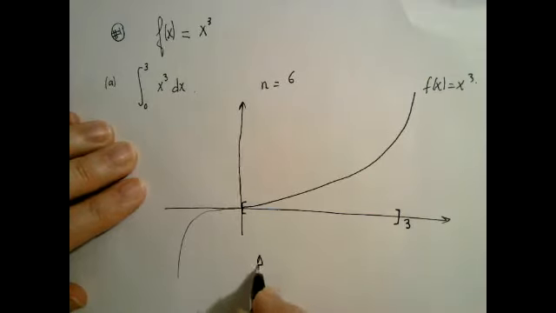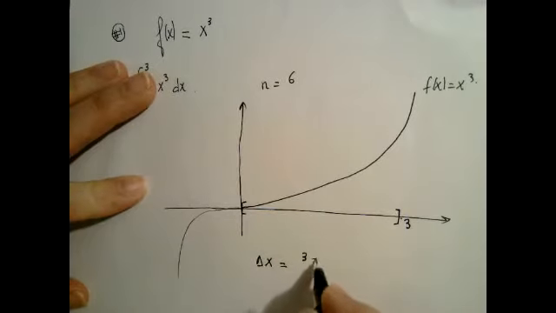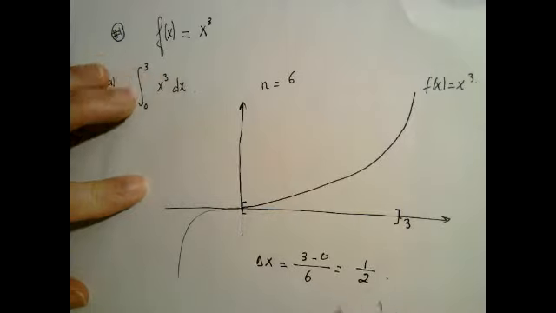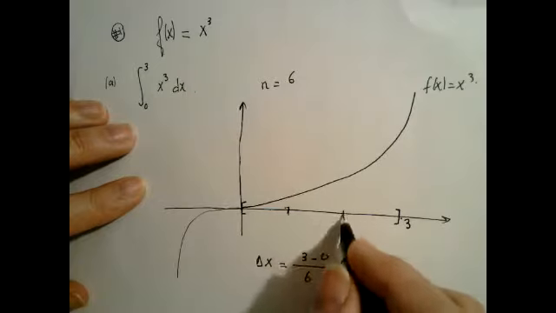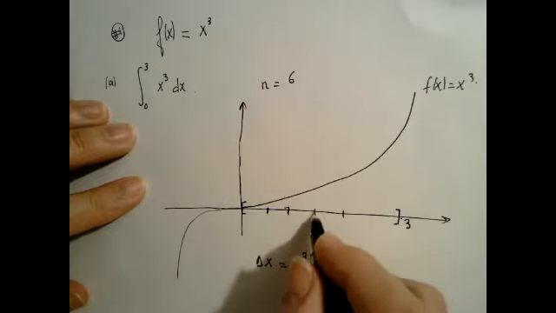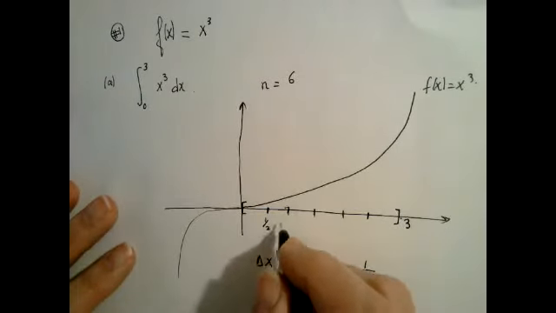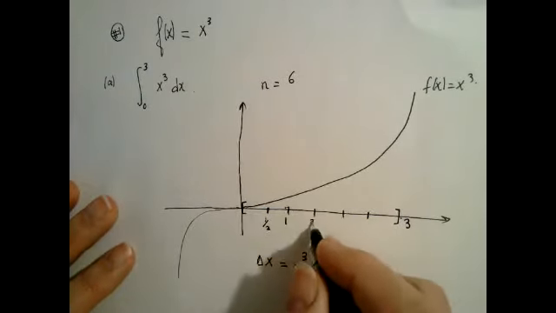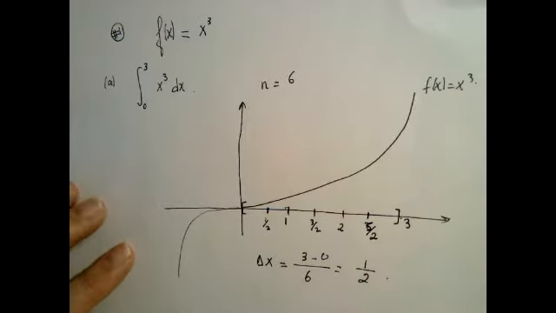So every piece, delta x, is going to be 3 minus 0 divided by 6. Every subinterval is going to be 1/2. So this is a 1, this is a 2, this is a half. Those are my 6 subintervals. So this is a half, a 1, 3/2, 2, 5/2, and finally 3. Okay, and what is the Riemann sum?